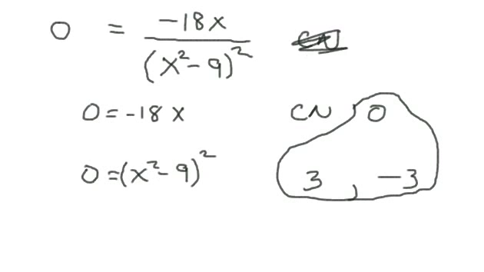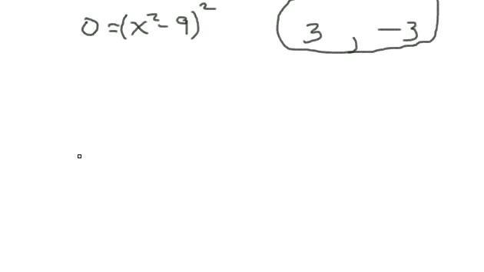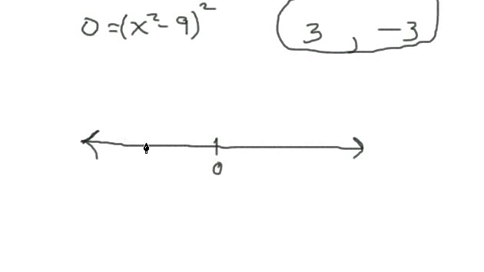Alright, so now we're going to do our number line. And I'm going to plot 0, negative 3, and 3 on our number line. And then of course we've got test points like negative 4, negative 1, and let's see here. We're going to put a 1 here, then 4 will be our other test point.